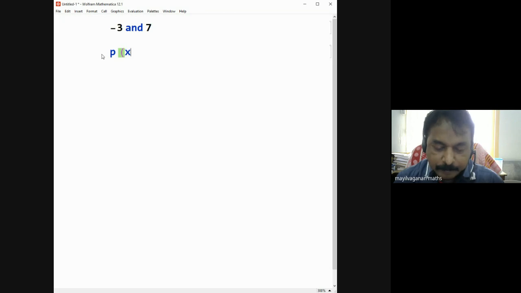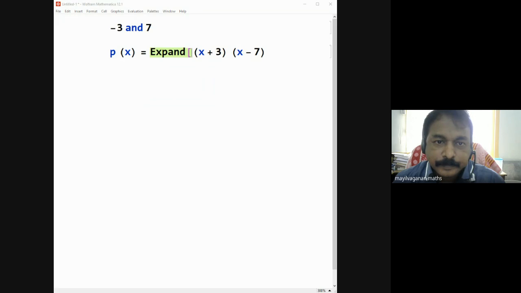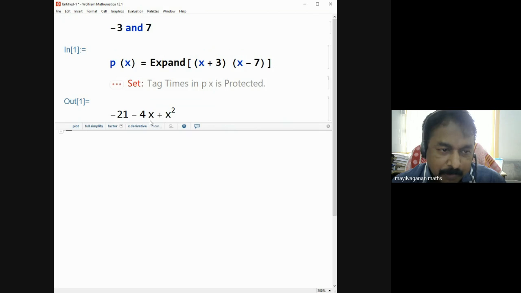Out of these two numbers, let me construct a polynomial f(x), that is (x + 3)(x - 7). So this we are going to expand to get the polynomial. The polynomial here is x squared minus 4x minus 21.